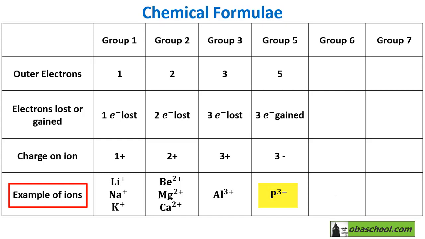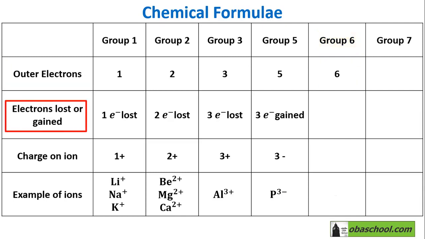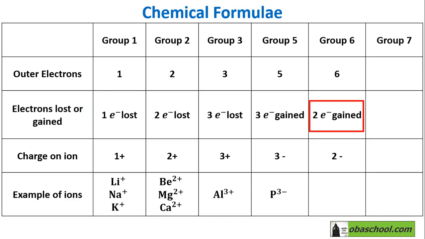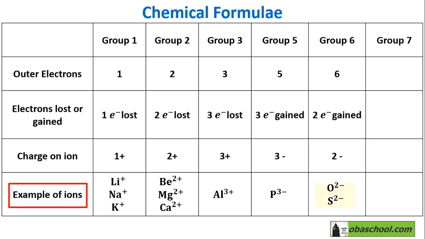Group 6 elements, they always have 6 electrons in their outer shell, and they have 2 electrons gained when they become ions, and the charge on their ions is 2-, and these are examples of ions formed in group 6, O2- and S2-.